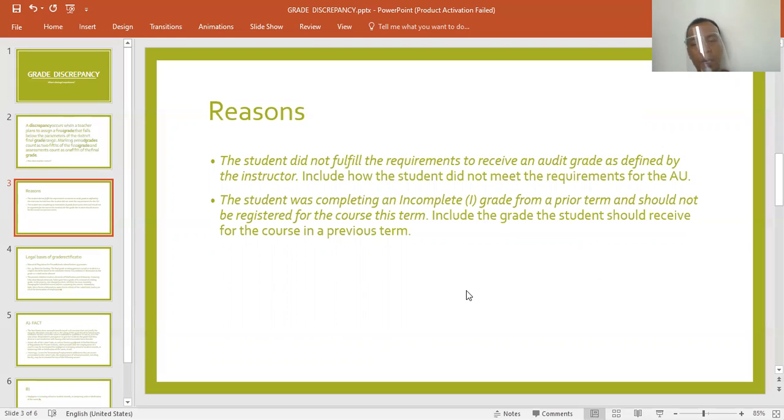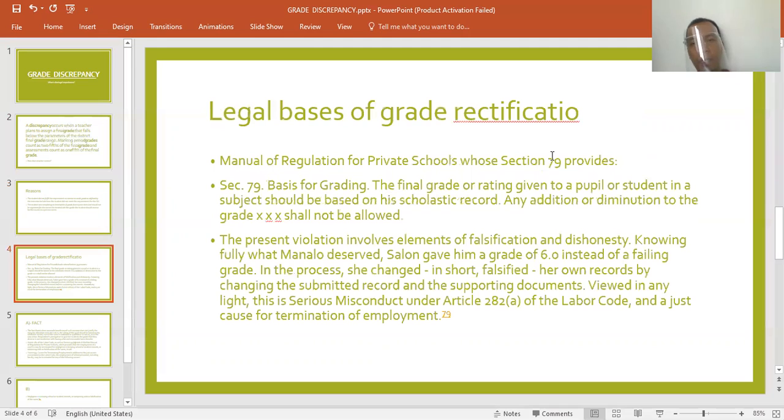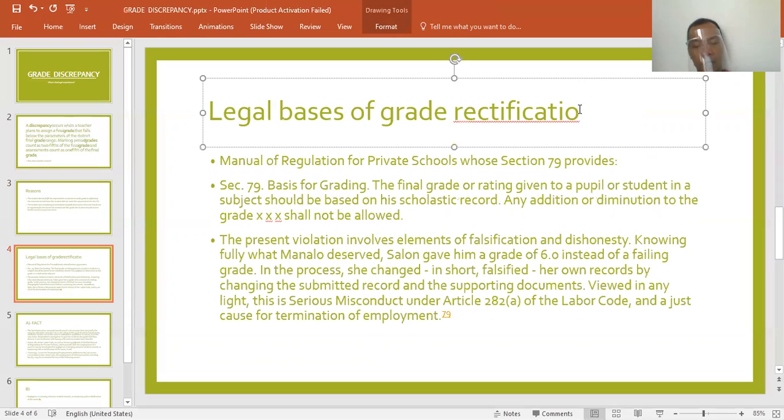But these are reasons why students cannot reach the required grade, let's say 85 and above, in order to be qualified for honors. Now, there are legal bases of grade rectification.